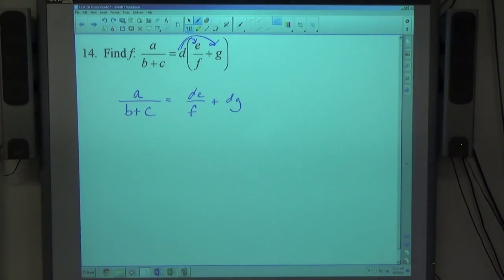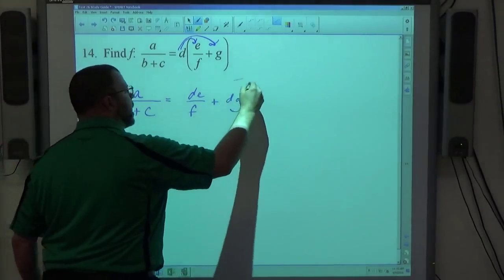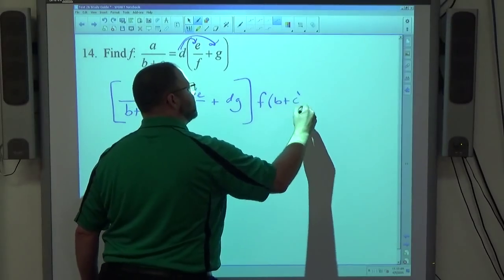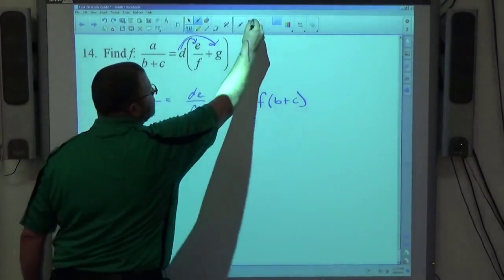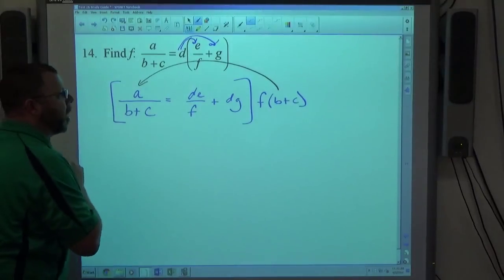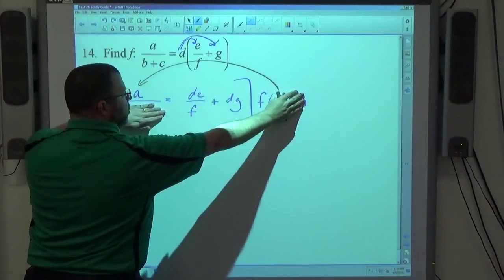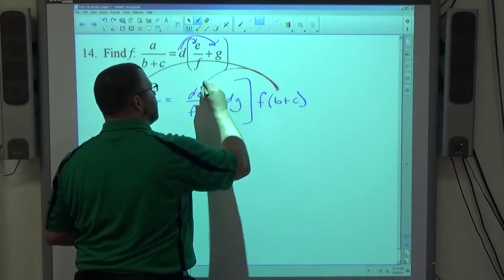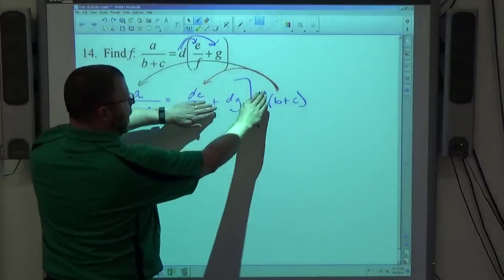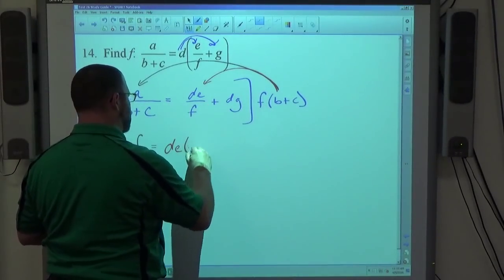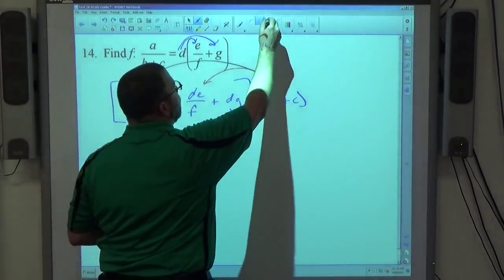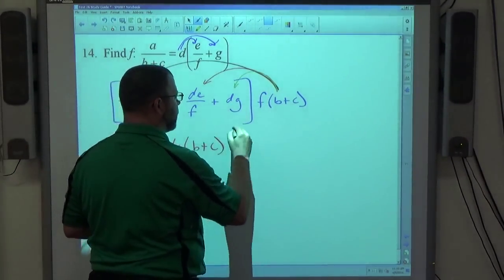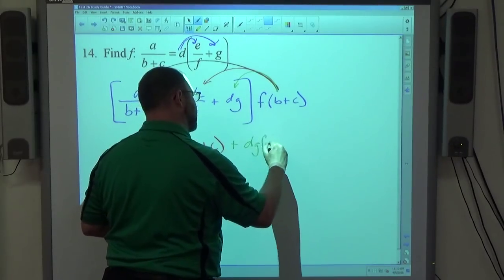Second thing, once parentheses are gone, we want to get rid of fractions. Least common denominator of the two fractions present is f times b plus c. If I distribute f times b plus c times a over b plus c, b plus c cancels, leaving me with af. When I multiply f times b plus c times dE over f, f cancels f, leaving me with dE times b plus c. And when I multiply f times b plus c times dg, nothing cancels, so I'm going to get dgf times b plus c.